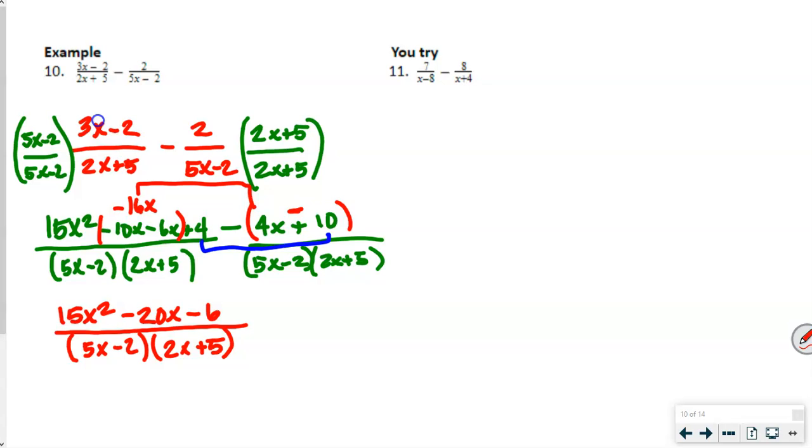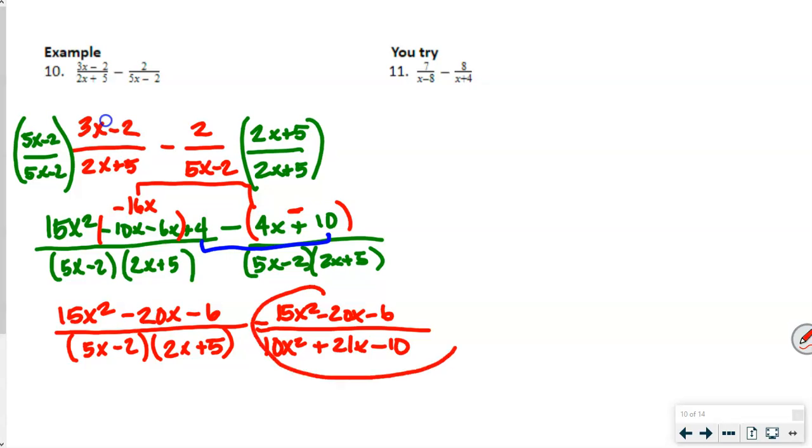So when I write the final answer of this problem, I could leave it like this, but then typically what I would do is I would also multiply the denominator. So what we're going to get is 15x squared minus 20x minus 6. And again, you can use the box or FOIL here for the denominator, and that's going to give me 10x squared. And then I've got 25x minus 4x, so that would be plus 21x minus 10, because negative 2 times 5 is negative 10. So that's our answer right there, guys.